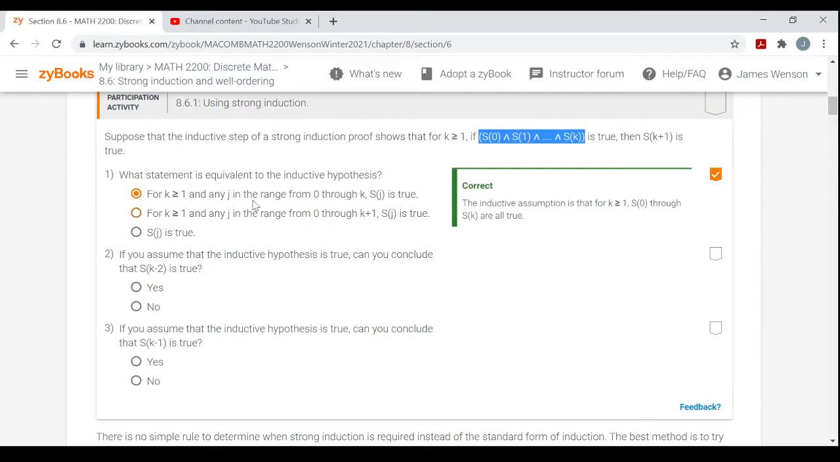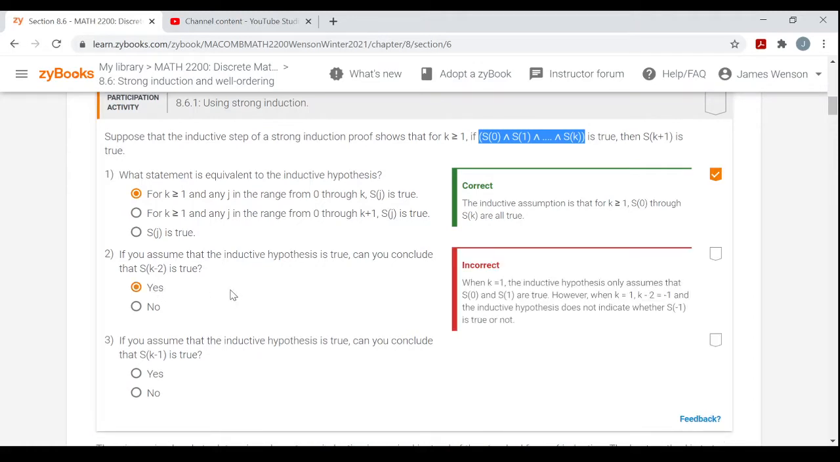Now, if you assume this, can you conclude that S of k minus 2 is true? Yeah, because if you're saying it's true from 0 through k, k minus 2 is between 0 and k. So the statement would be true for k minus 2. Oh, wait. That's right, this is for any k. And k minus 2, what if k was 1? k minus 2 would go below 0. So you can't always assume that.